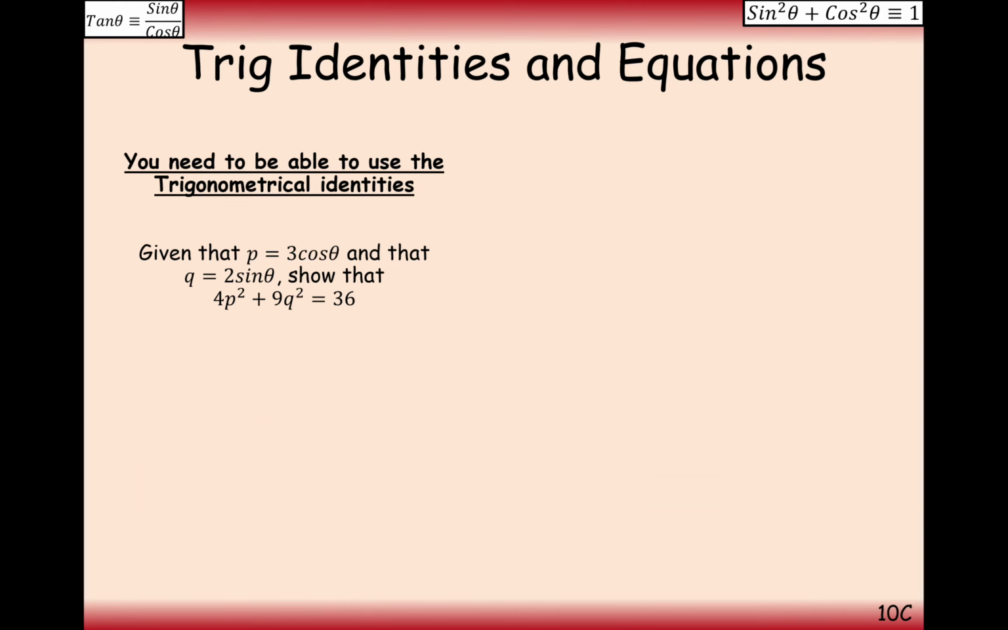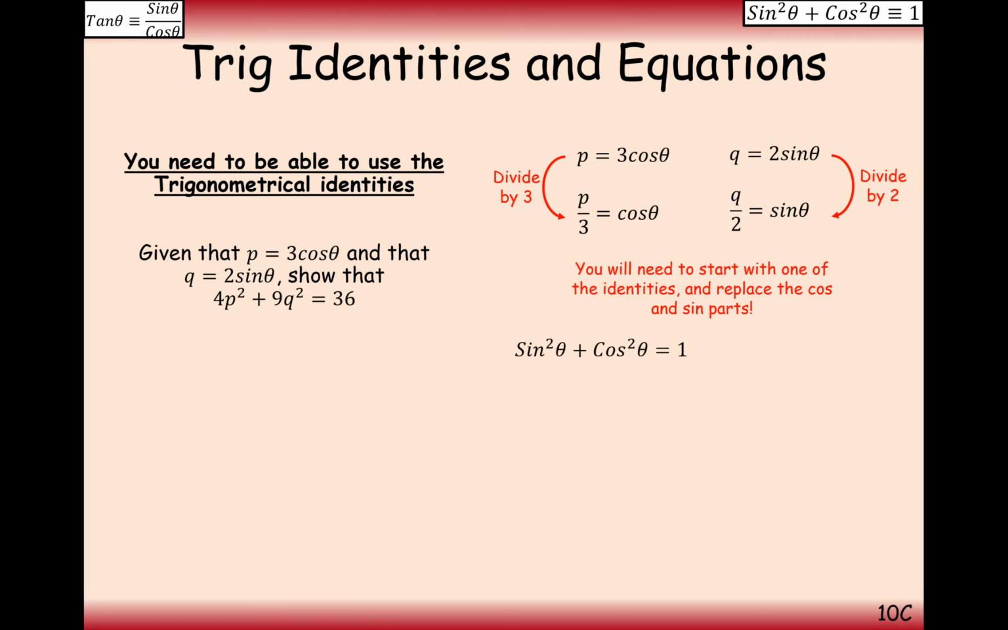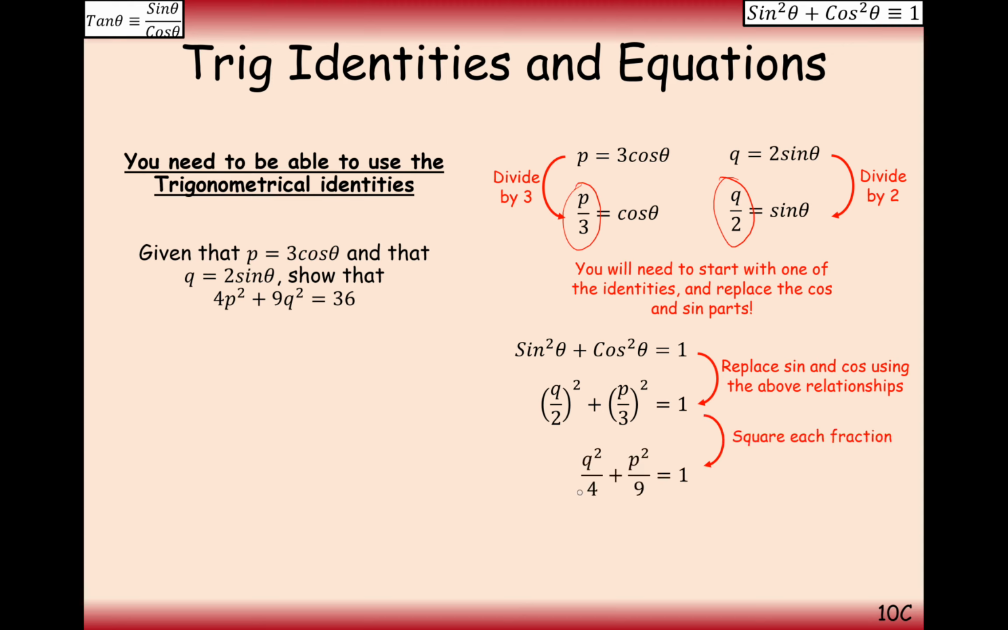Another question here involving trigonometric identities is given that p equals 3 cos theta and q equals 2 sine theta, show this. So what we're going to do here is start off by rearranging our two equations to get sine equals and cos equals, and then apply the identity of sine squared plus cos squared equals 1. So in the first case here, it's going to be q over 2 squared add p over 3 squared equals 1. And then times through by 36, the common denominator between 4 and 9. And we're going to get 9q squared plus 4, sorry, that should be a p here, 9q squared plus 4p squared equals 36.